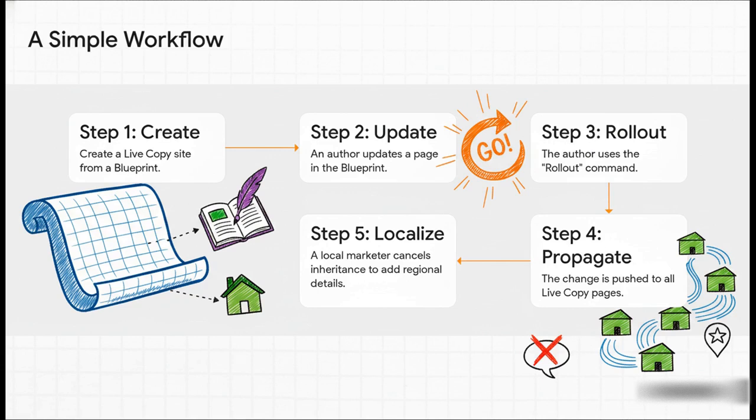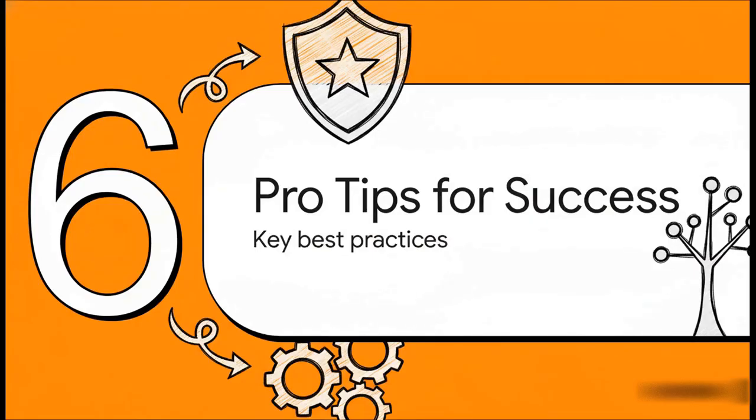And boom, step 4, that change just automatically flows down to all the corresponding pages on all the connected live copy sites. Then, step 5, a local marketer sees the update and thinks, I can add a little local flavor here. They cancel inheritance on just one single paragraph, add their regional details, and they're done. Simple, efficient, and controlled. Now, MSM is obviously super powerful. But with great power, well, you know the rest. You need a solid plan to use it effectively. So let's wrap this up with a few key best practices to make sure you're setting yourself up for success.